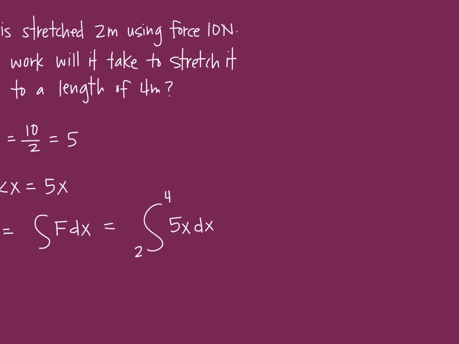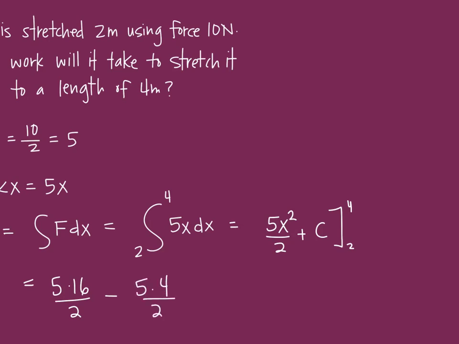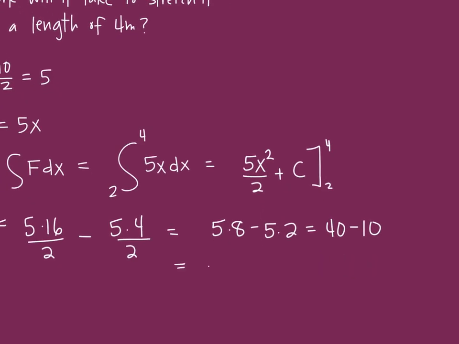Okay, so once you get that, I mean, the math is so easy, right? 5x squared over 2 plus c going from 2 to 4. So that's 5 times 16 over 2 minus 5 times 4 over 2. Or 5 times 8 minus 5 times 2, 40 minus 10. 30 what?